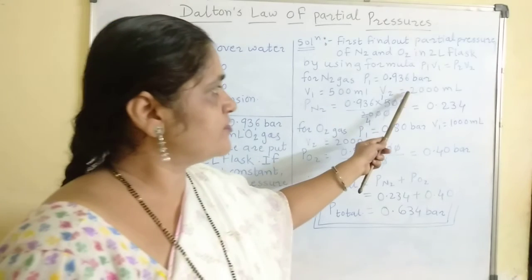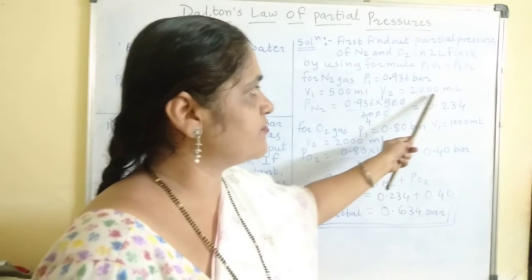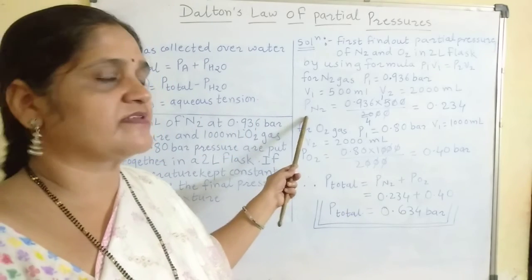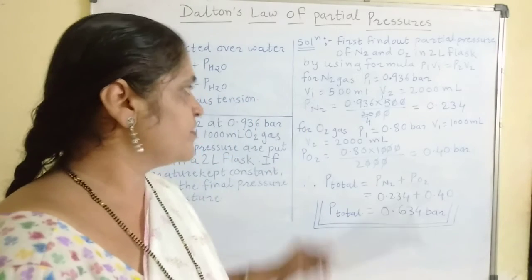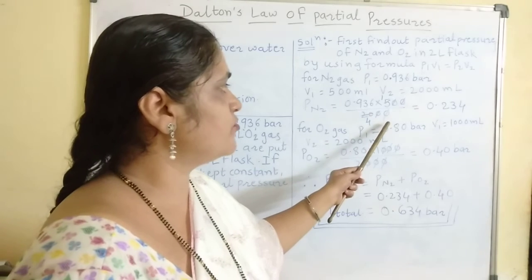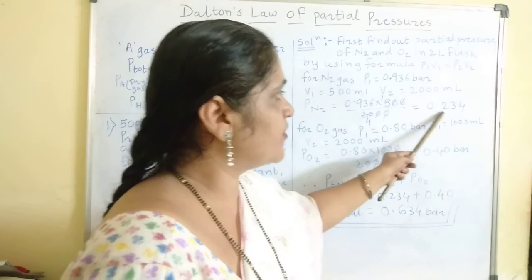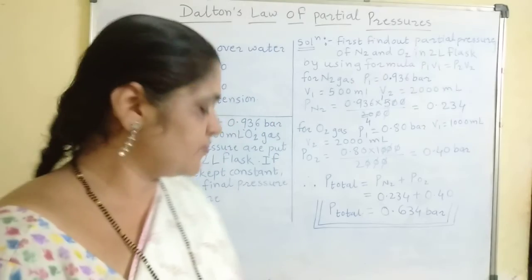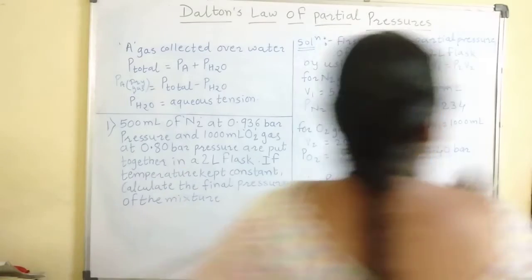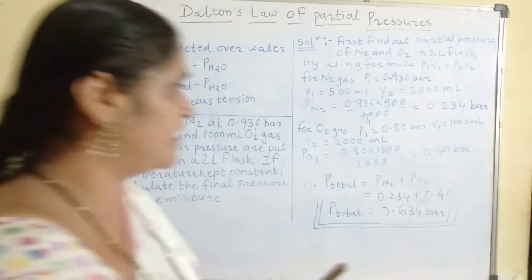Now it is enclosed in a 2 liter vessel, so V2, the final volume, is 2000 ml. Now you can find the P2 value. P2 is indicated as the partial pressure of N2. So P(N2) is equal to 0.936 into 500 upon 2000. The calculation we did gives the answer 0.234 bar. This is the answer for the partial pressure of nitrogen.